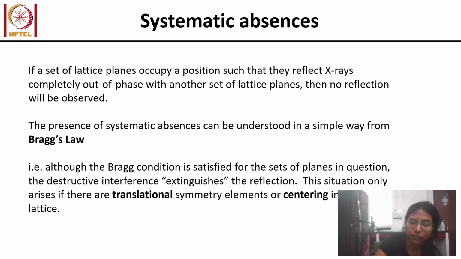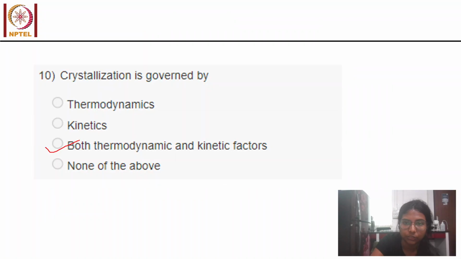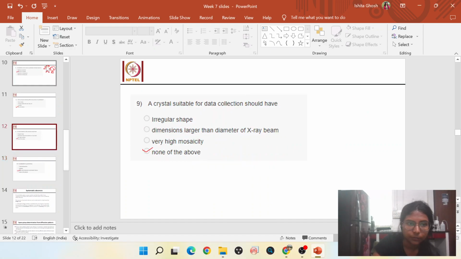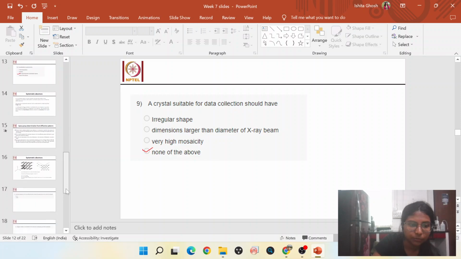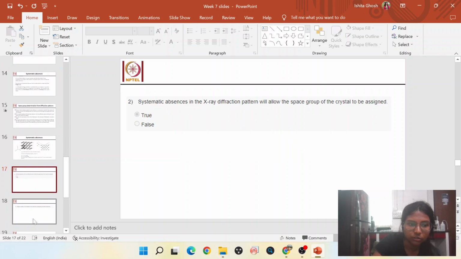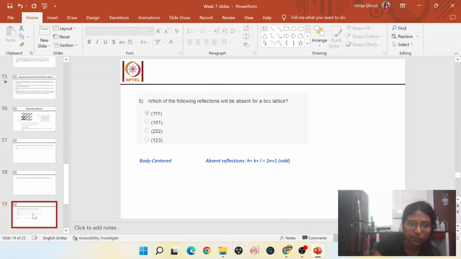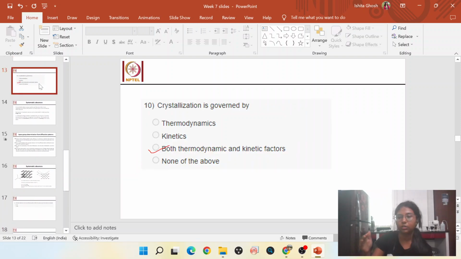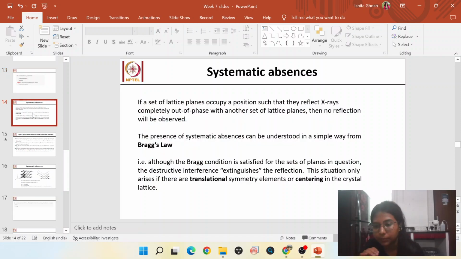So then we will come to the next topic. Why will we come to the next topic? Because the next set of questions are about systematic absences, right? So before going to the question and answer solving part, we will learn a little bit about systematic absences also.